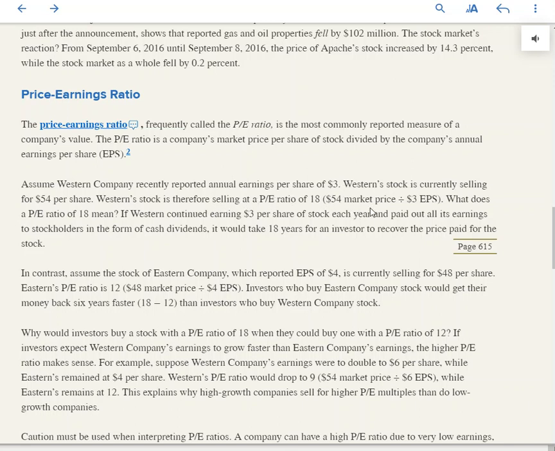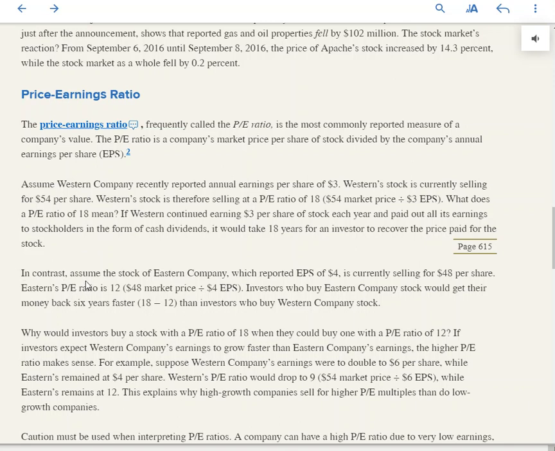So they're taking $54 of market price divided by $3 of earnings per share. What does a PE ratio of 18 mean? Well, if Western continued earning $3 per share of stock each year and paid out all its earnings to stockholders in the form of cash dividends, it would take 18 years for an investor to recover the price paid for the stock. So in that context, a higher PE ratio would mean that it would take longer to recover the price that you paid for the stock.